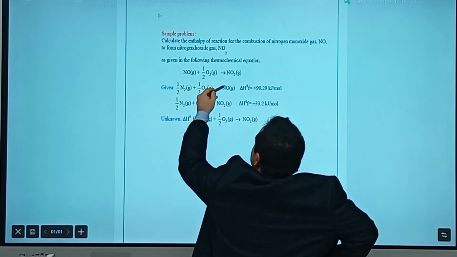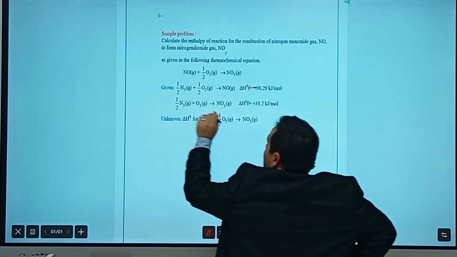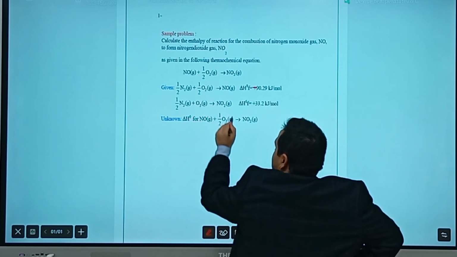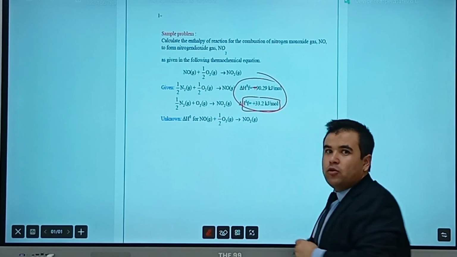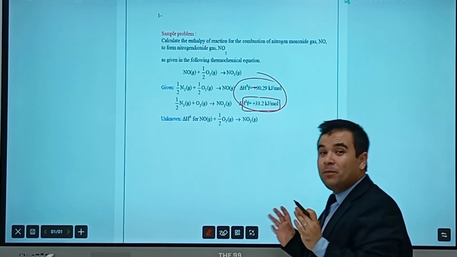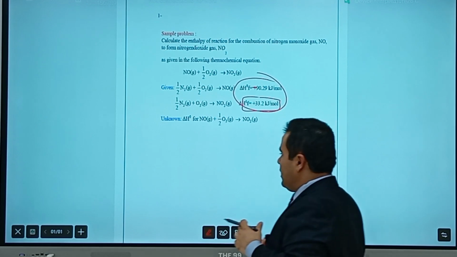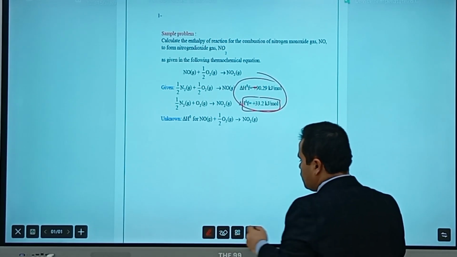NO is in the reactant here, in the product there. So reverse it, just reverse, it becomes minus. And then NO2 is the product, so unchanged. Add them together, you'll get the enthalpy of the reaction. That's simply for the multiple choices, guys. The multiple choices, you'll be able to solve it.